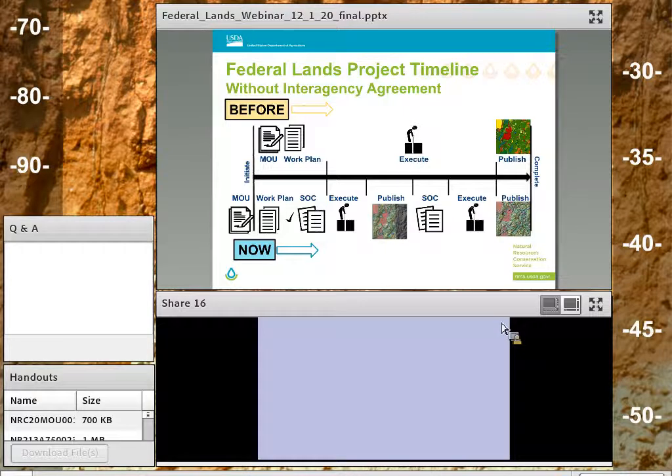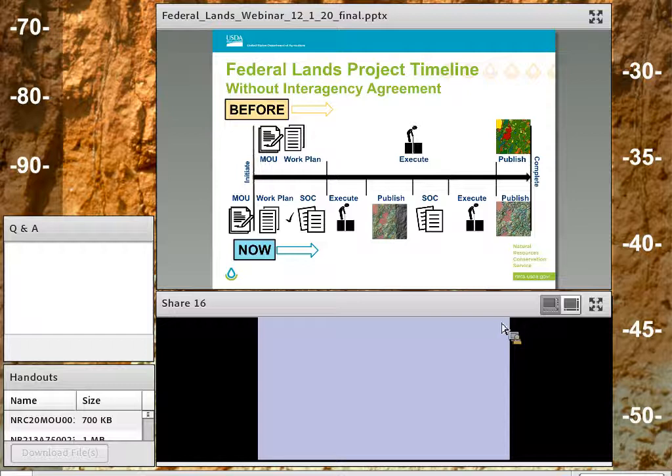So again, putting the concept of working agreements into motion in the project process. In the past, if we're following guidance, management would initiate the MOU at the beginning of an initial soil survey project, and then the staff would generate a work plan and spend the next several years executing that work plan prior to publishing.